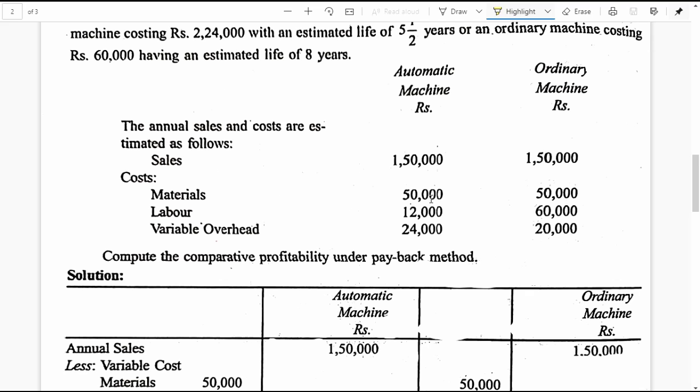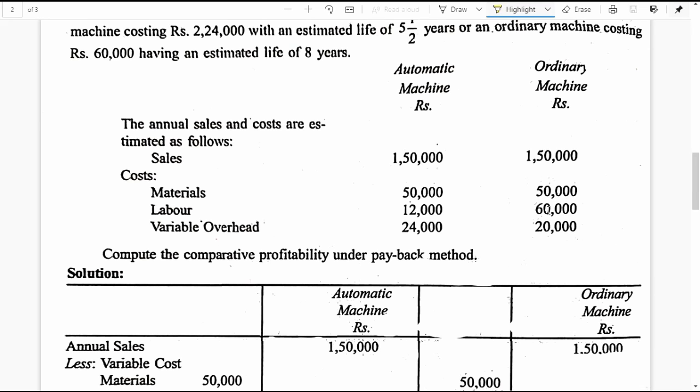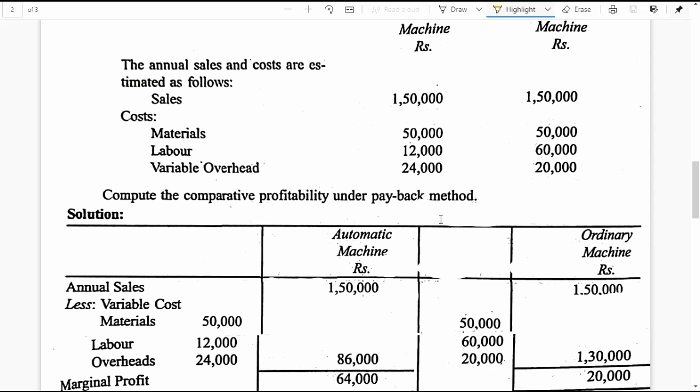Cost. Materials 50,000 for automatic machine. Ordinary machine it has got 50,000 of materials. We need to employ labor to the value of 12,000 if we go for automatic machine. If we adopt ordinary machine, we have to spend 60,000 rupees for labor. Variable overhead in relation to automatic machine is 24,000. For ordinary machine, it is 20,000 rupees.